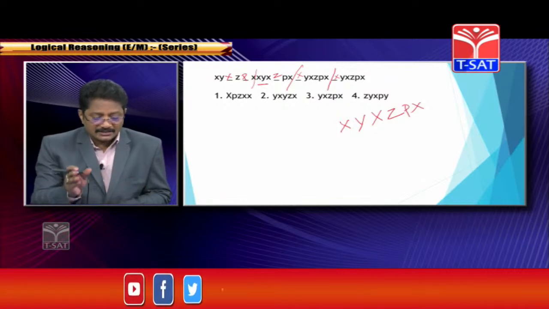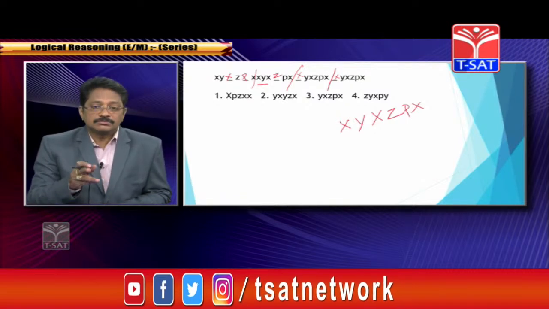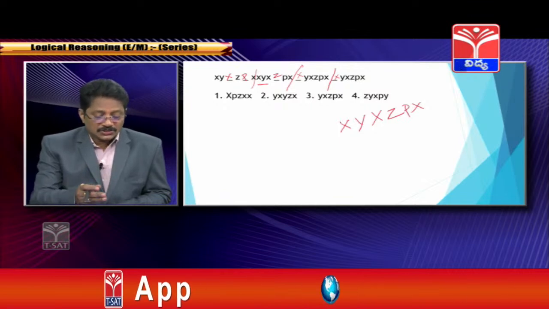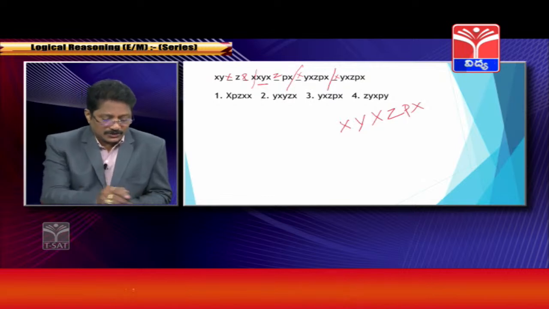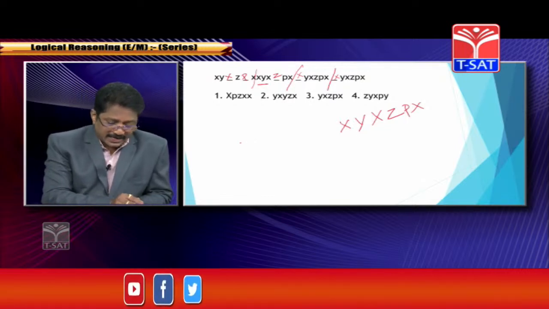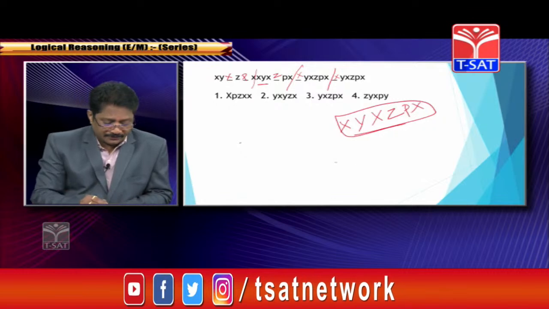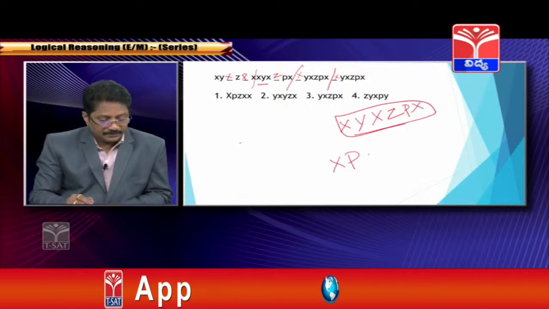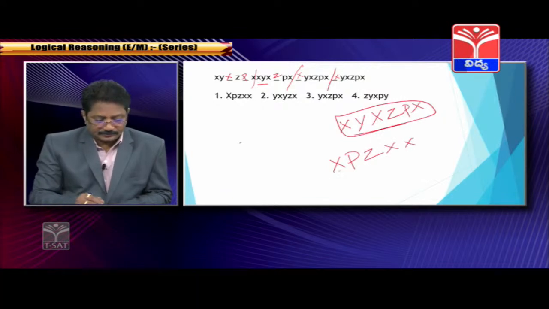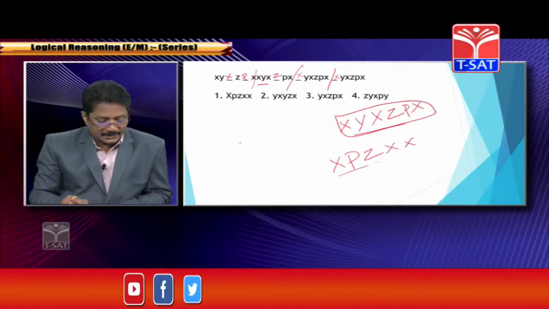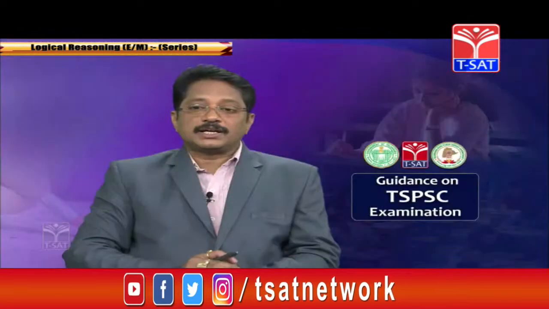6 groups, each one has 4, or 4 groups, each one has 6. Each one has 6, meaning 4 groups is a good one here. For that reason, X, Y, X, Z, P, X is the common term among all these. So what is the answer here? We have X, P, Z, X, X. Correct? X, P, Z, X, X is the answer. So option 1 is the correct answer.